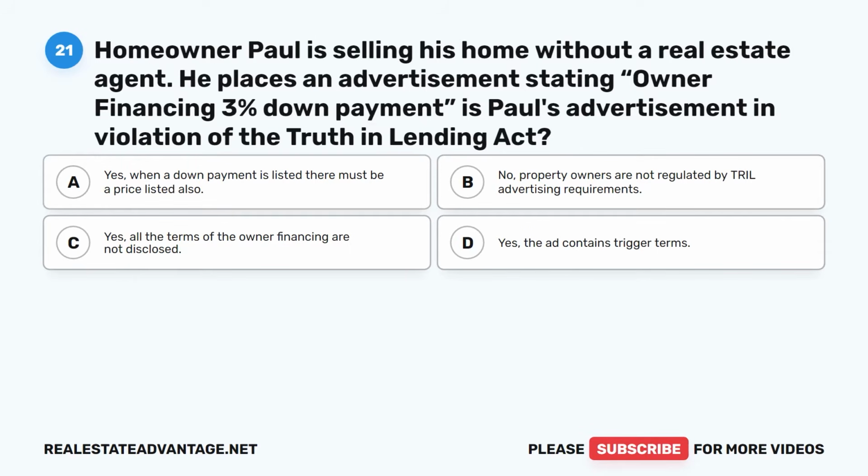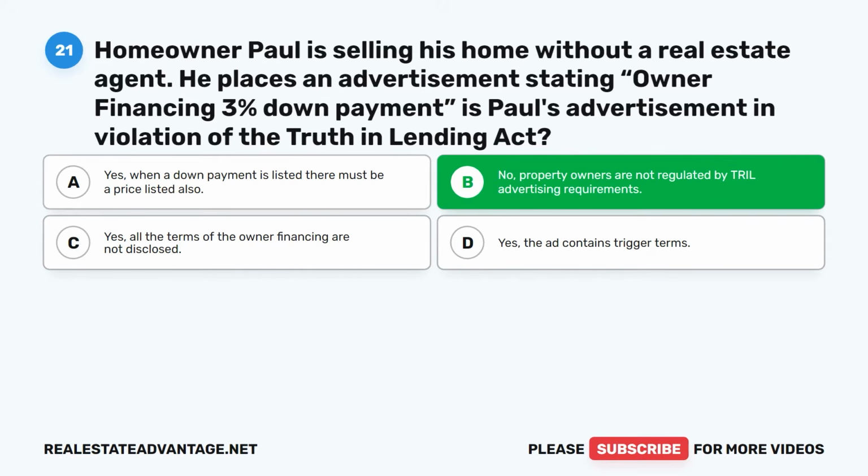Question 21. Homeowner Paul is selling his home without a real estate agent. He places an advertisement stating, "Owner financing, 3% down payment." Is Paul's advertisement in violation of the Truth in Lending Act? A. Yes. When a down payment is listed, there must be a price listed also. B. No. Property owners are not regulated by TILA advertising requirements. C. Yes. All the terms of the owner financing are not disclosed. D. Yes. The ad contains trigger terms.